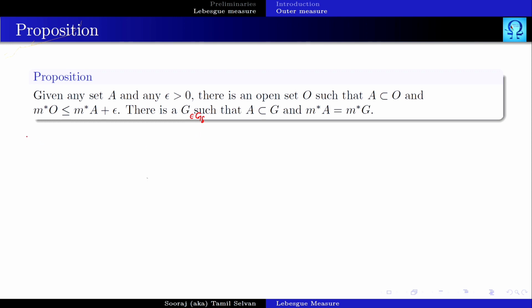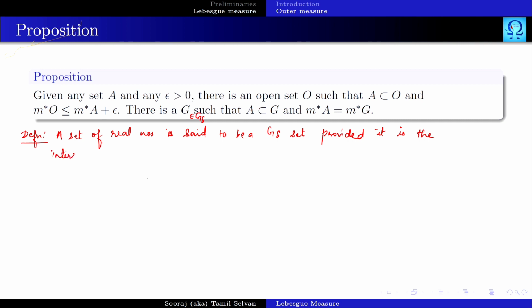So let me give you the definition: a set of real numbers is said to be a G delta set provided it is the intersection of a countable collection of open sets. So I leave this as an exercise to you.